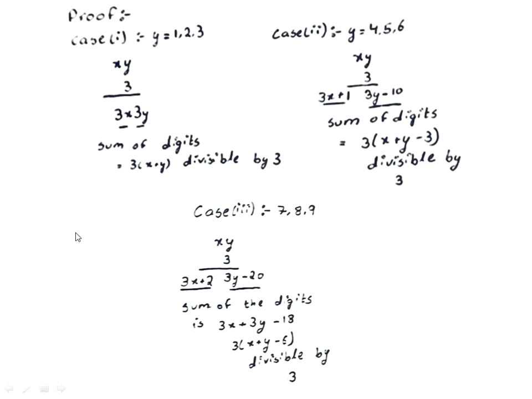Now there are not any more cases, because the unit digit has only one number, right, and single digit numbers end at 9. So this is the complete proof for the divisibility rule of 3, and mostly you won't get this proof anywhere.